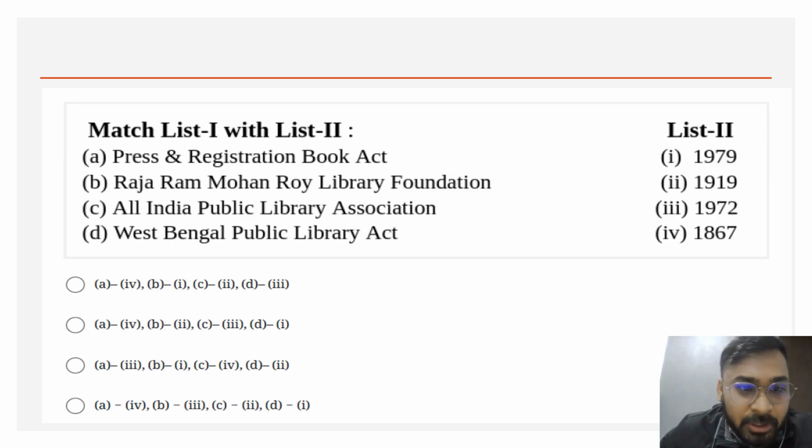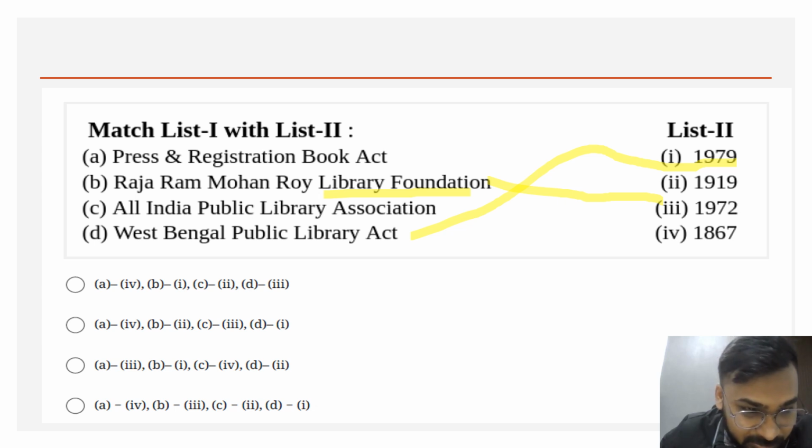All right. So here the next question comes. These questions are time-taking, and if you know one or two answers, then you may be able to eliminate options. So you have to understand which ones you know. Maybe the Raja Ram Mohan Roy Library Foundation, which I know, 1972. I'll match this. Then the West Bengal Public Library Association, that also I know, that is 1979. The two I know, the rest maybe I don't. So you may see with these two which option it comes to.